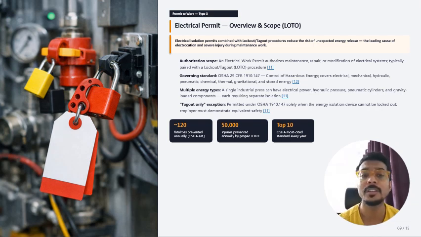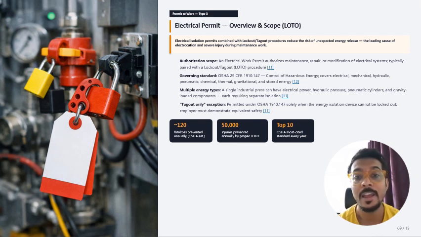Yes, the most important one is the electrical work permit, which we call the electrical permit, or LOTO, lockout and tagout. The electrical isolation permit is combined with the lockout and tagout procedure, because of the risk of unexpected energy release, which causes electricians serious injury during maintenance work.